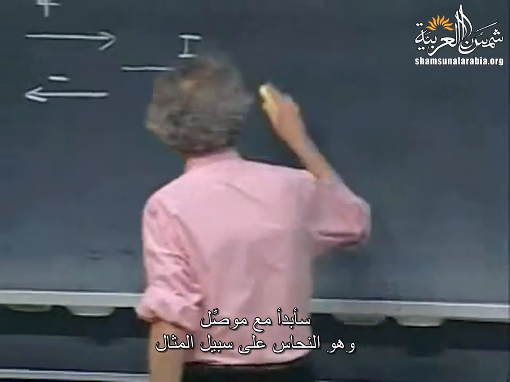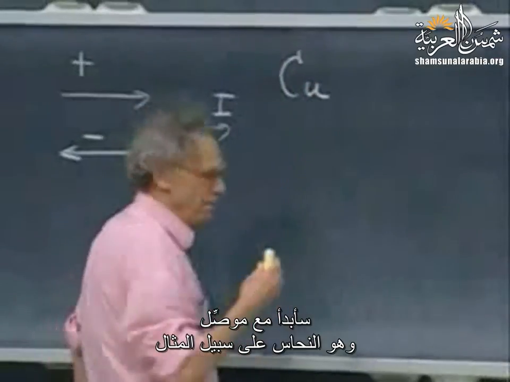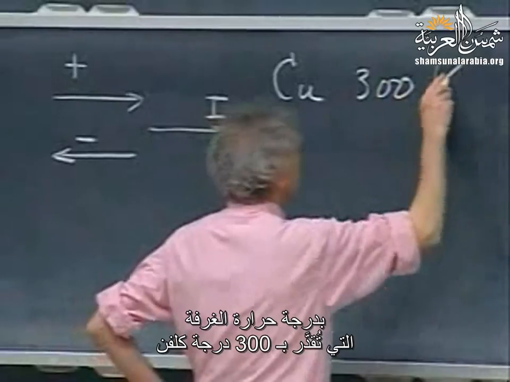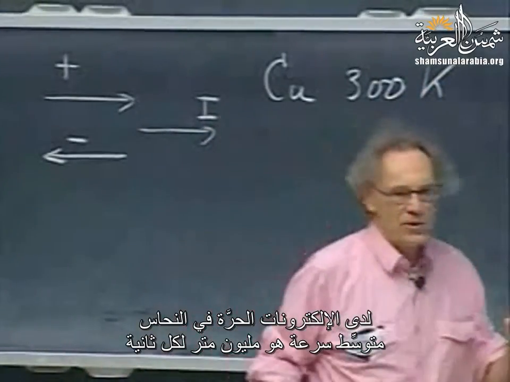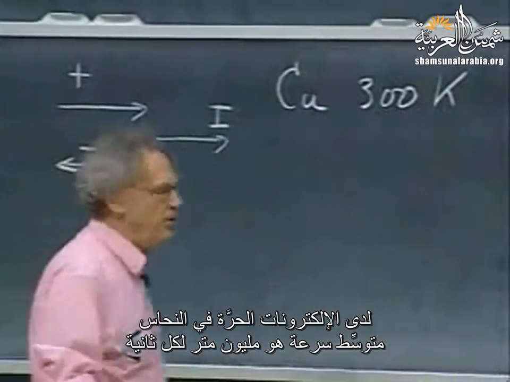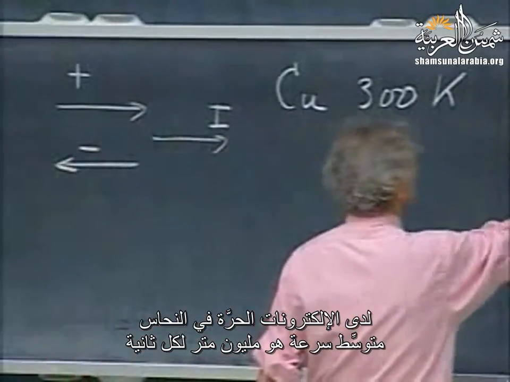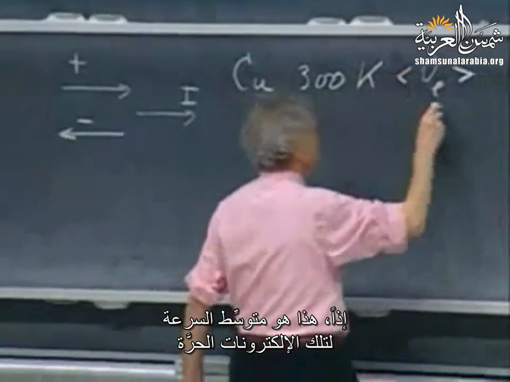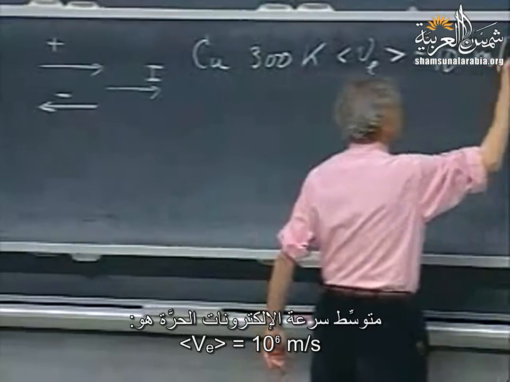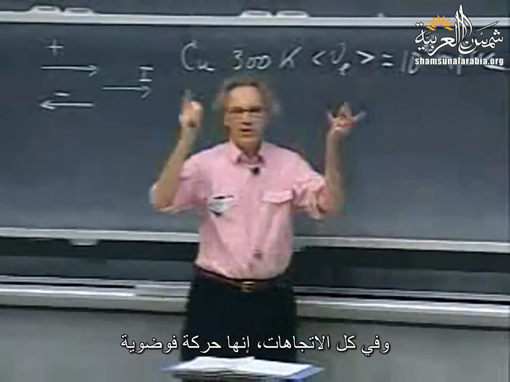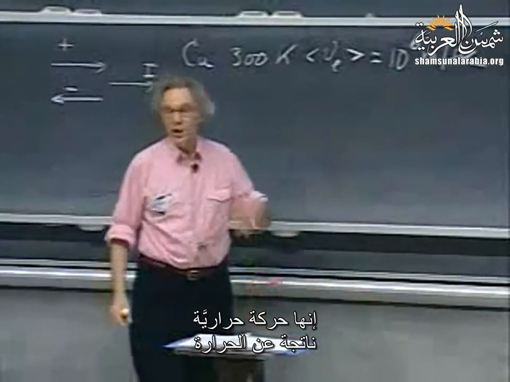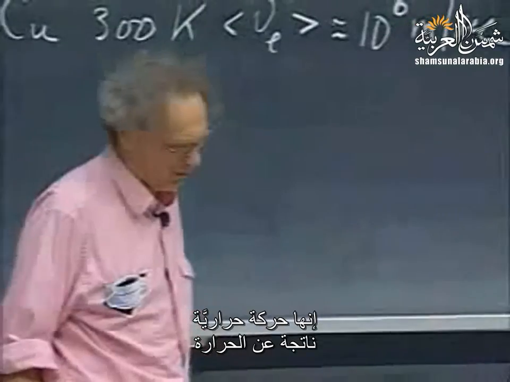If I start off with a conductor, for instance copper, at room temperature, 300 degrees Kelvin, the free electrons in copper have an average speed of about 1,000,000 meters per second. This is the average speed of those free electrons, in all directions. It's a chaotic motion. It's a thermal motion. It's due to the temperature.